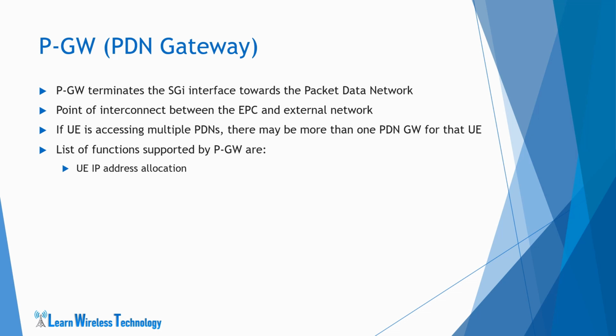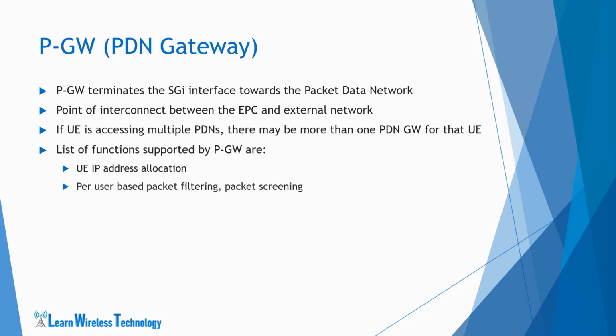PDN gateway is responsible for managing and allocating IP address. During the attach procedure or PDN connectivity procedure, UE requests for a connection to the PDN network to establish a data session for accessing internet or transferring user data. The PDN gateway responds to the PDN connection request and allocates an IP address to the UE.